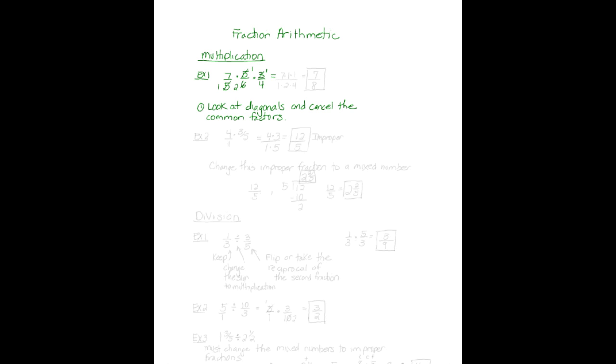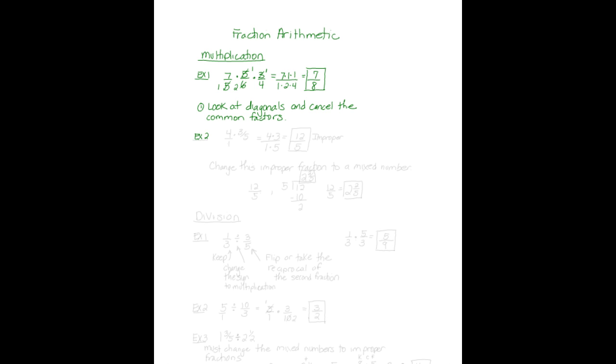So now we can multiply straight across. 7 times 1 times 1, all over 1 times 2 times 4. So we get 7 in the numerator and 8 in the denominator. And our fraction is already simplified, so we are done.